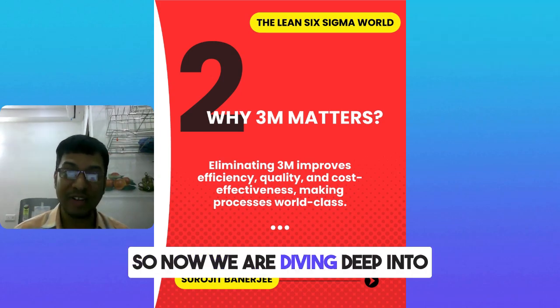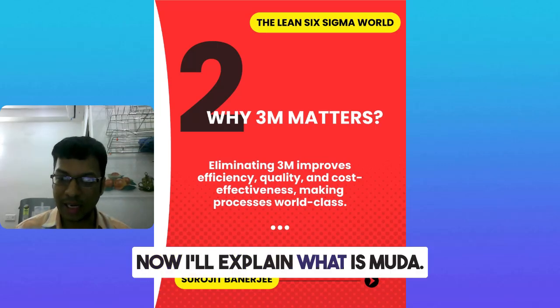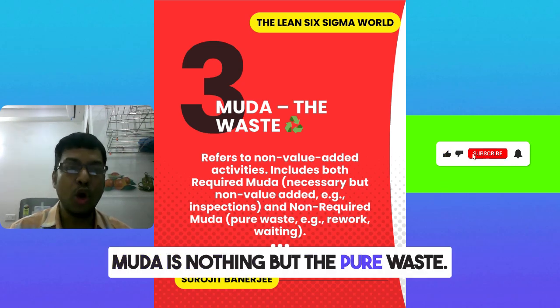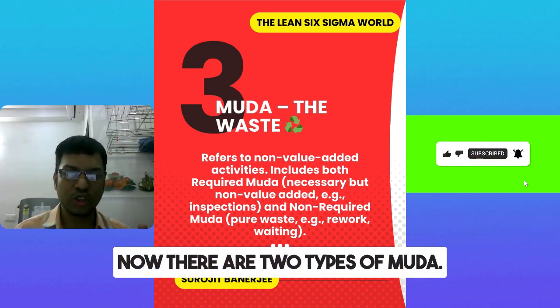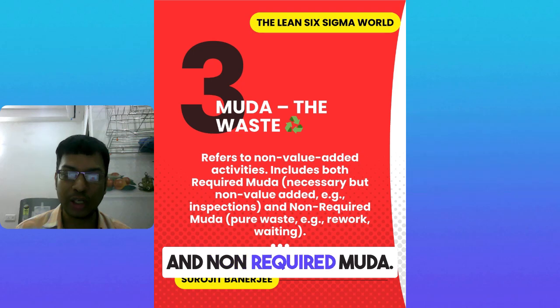So now we are diving deep into the concept of 3M in detail. Now I'll explain what is Muda. Muda is nothing but the pure waste. Now there are two types of Muda. It is called required Muda and non-required Muda.